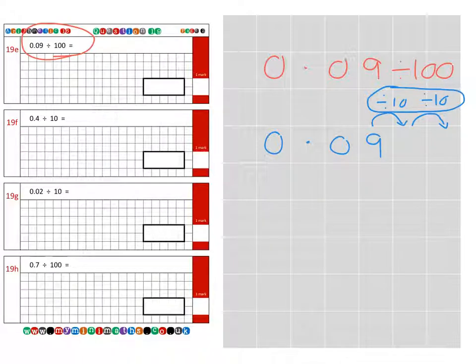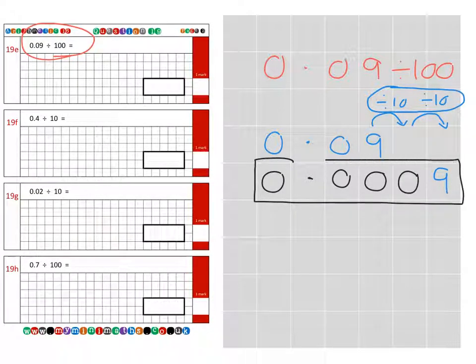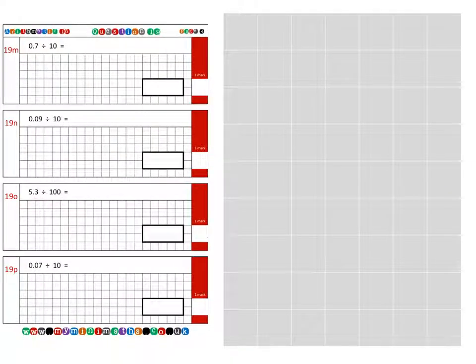So when we move our 9 into the thousandths and then the ten thousandths column, and fill in those empty gaps with zeros, we have an answer of 0.0009.